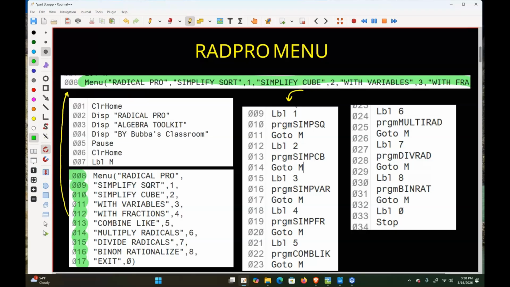Okay. I've added a little splash screen here at the top. If you would like to do so, feel free to. If not, you can leave this part out, lines 1 through 6. So what we've done is we have 3 new programs that we're adding.